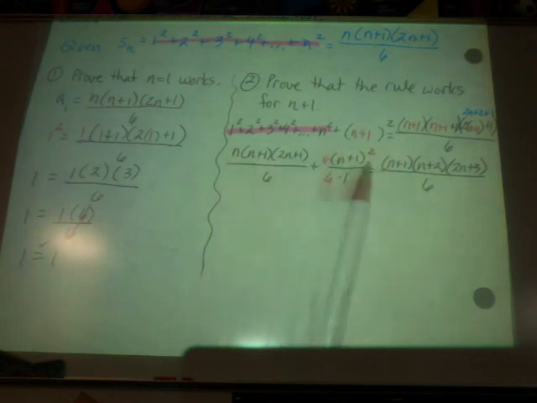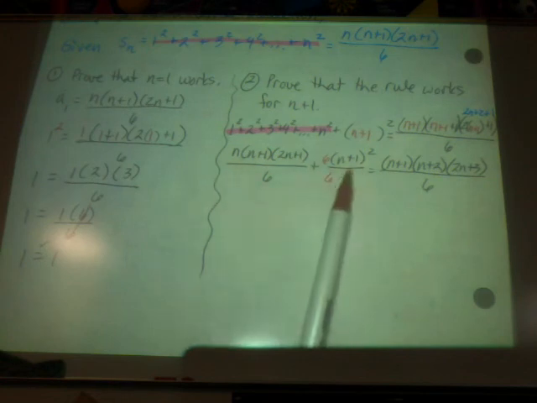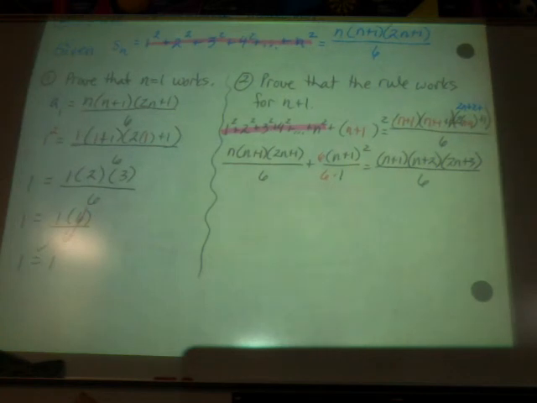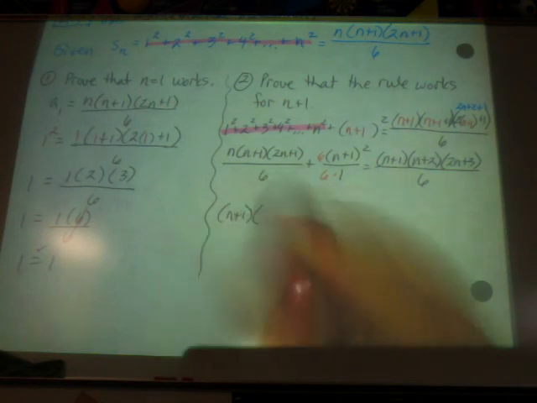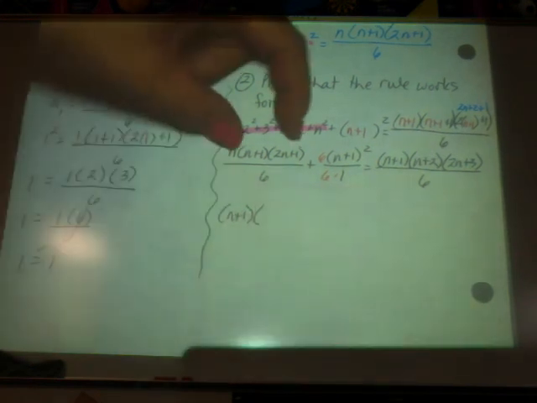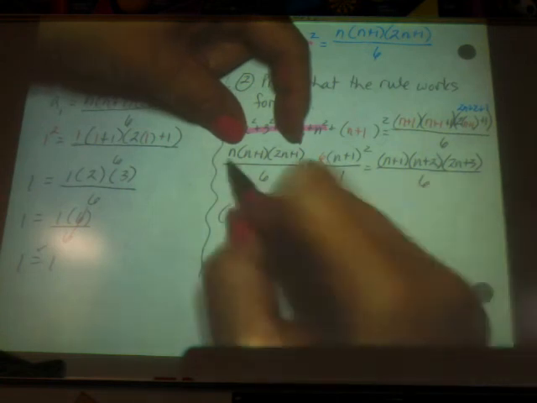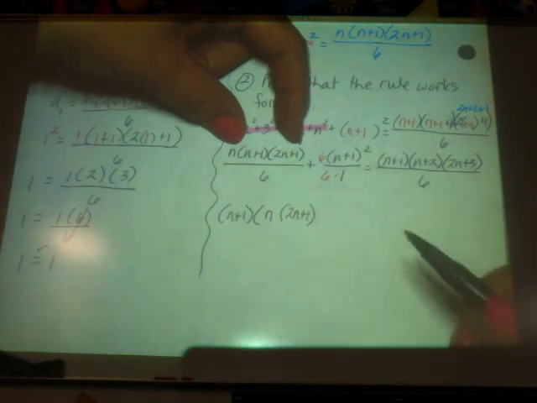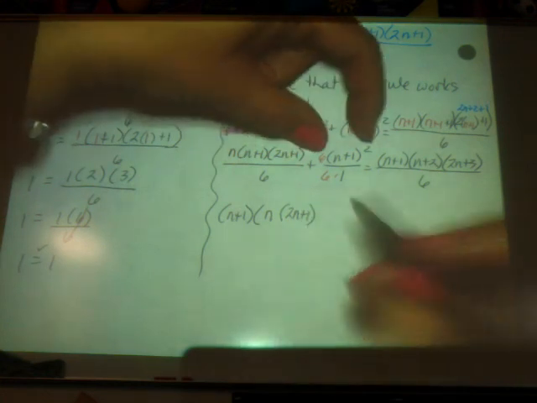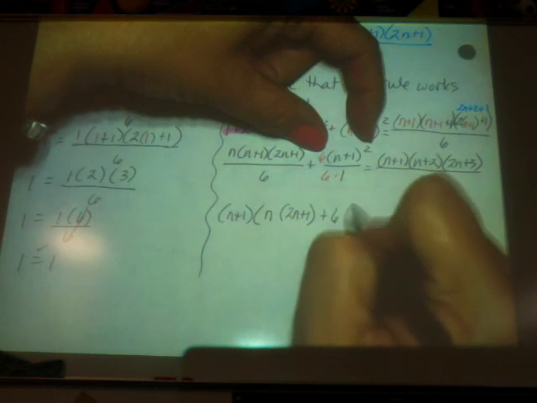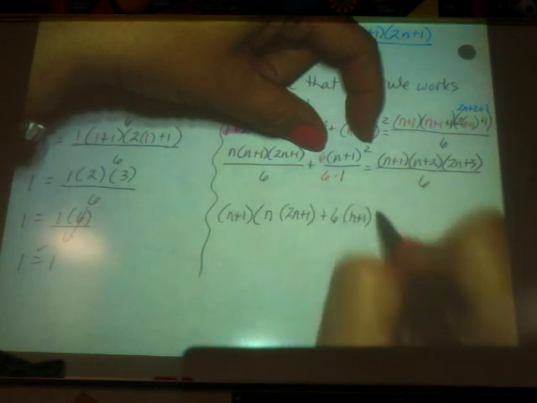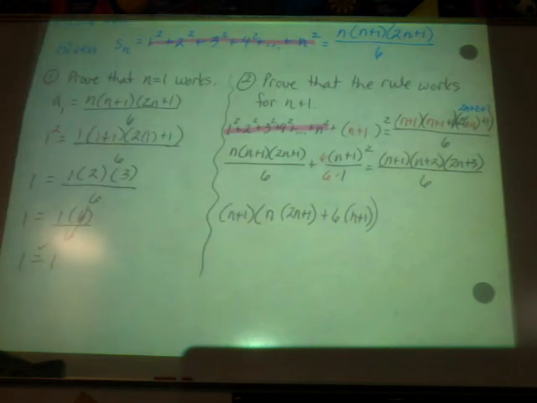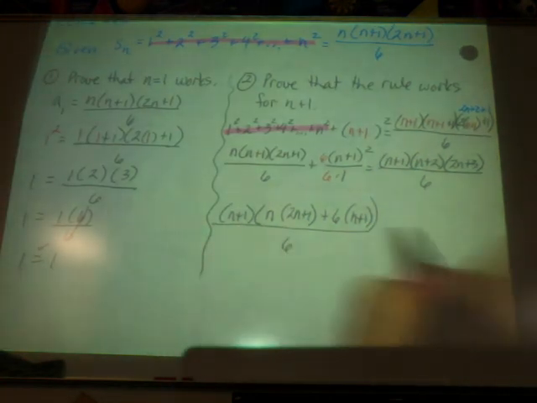Do these have any factors in common? This one and this one. They have an n plus 1 in common, don't they? So I'm going to factor an n plus 1 out in front, out in front of parentheses. If I take an n plus 1 out of here, I'm left with an n times 2n plus 1. If I factor out an n plus 1 out of here, I'm left with a plus 6 times 1, n plus 1 left over, in parentheses, all over 6. So I almost have it looking like this.